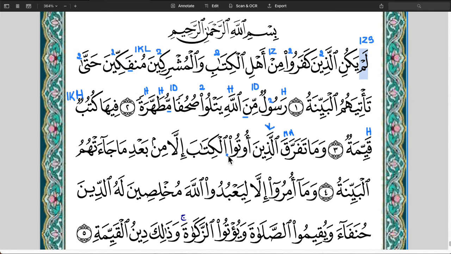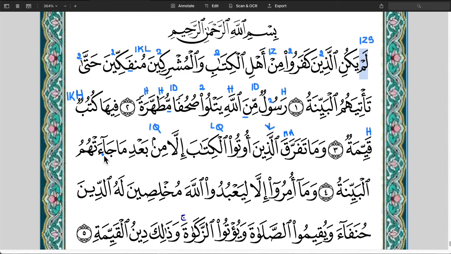Al-kitaba, this is lam qamariya. Why? Because you have to pronounce this clearly. Illa min ba'di. This is noon followed by ba, so it is iqlab here.